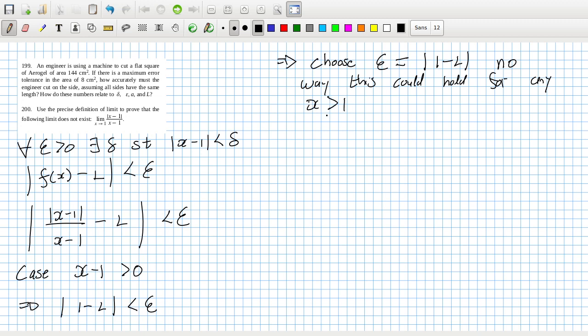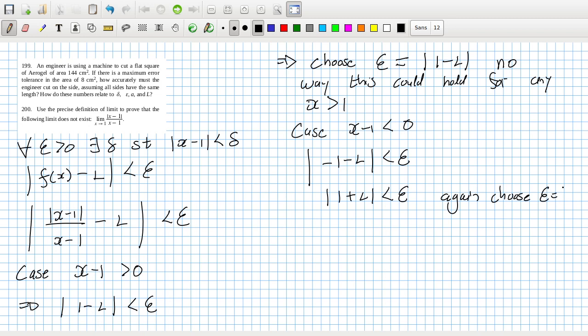for any x more than 1. Now if we choose the case that x minus 1 is less than 0, then we'll get minus 1 minus L less than epsilon, which means 1 plus L is less than epsilon. So again, just choose epsilon equal to 1 plus L. Okay.